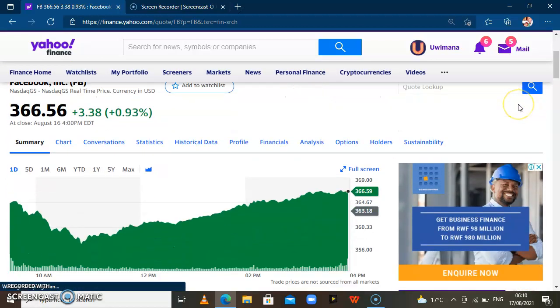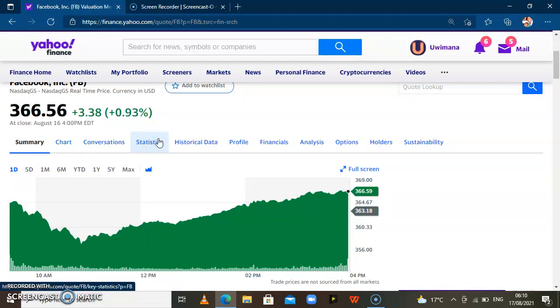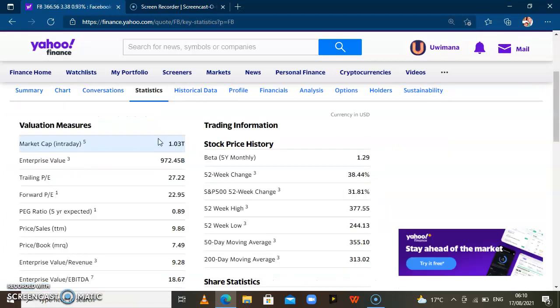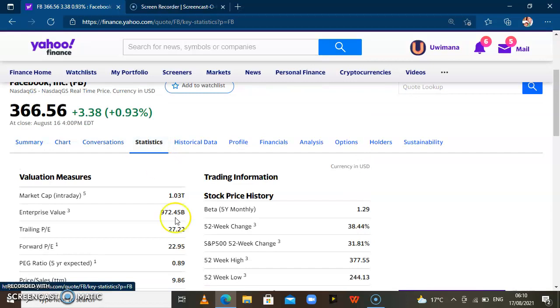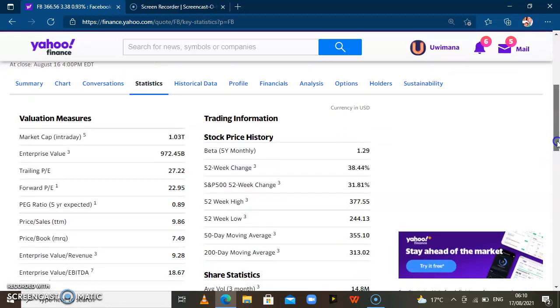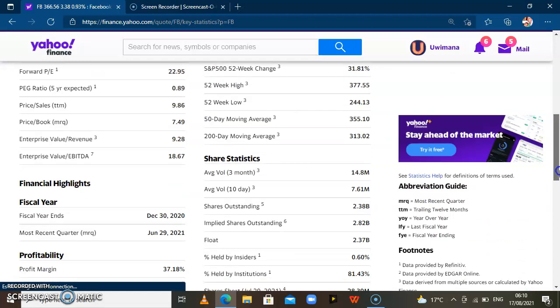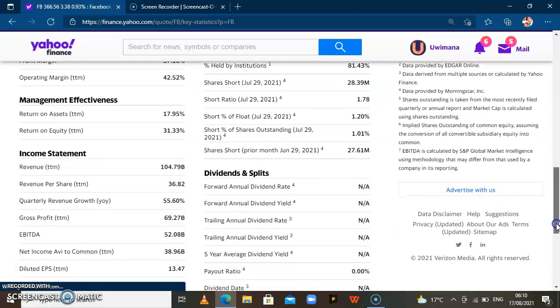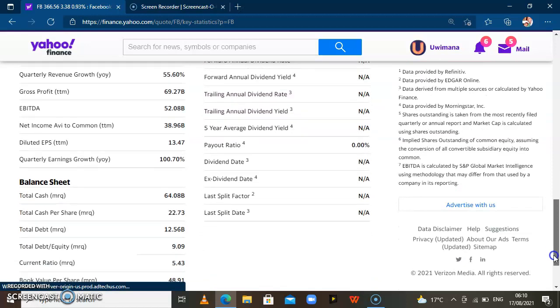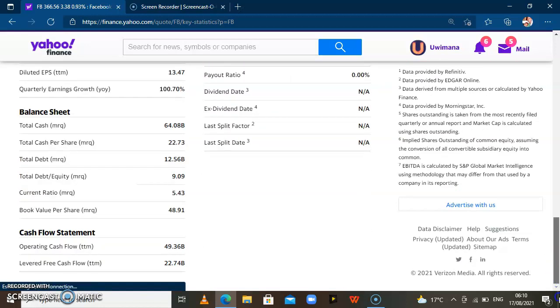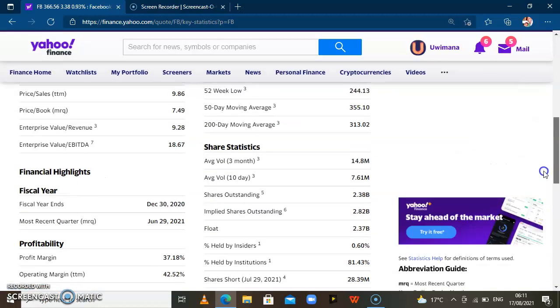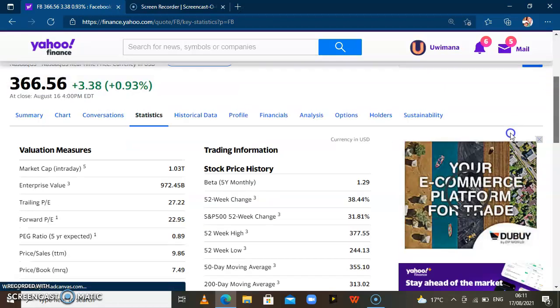So all I want to do is go ahead to the statistics part, right? Because this contains relatively more information than we've been thinking. Okay, so we can see it's classified into the valuation measures, the trading information, share statistics, and financial highlights. Okay, so let's look into each of them and see what it means before going quicker.